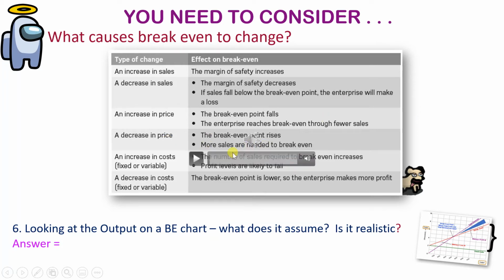An increase in costs, that's fixed or variable, the number of sales required to break even increases. Profit levels are likely to fall. A decrease in costs, that's fixed or variable, the break-even point is lower, so the enterprise makes more profit.